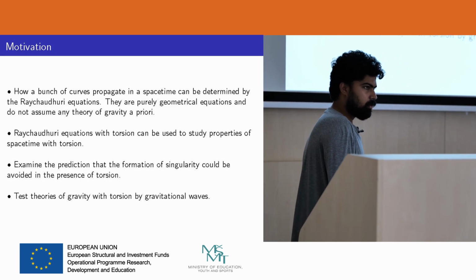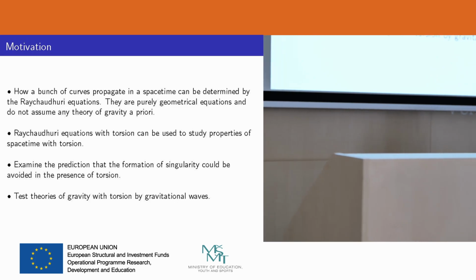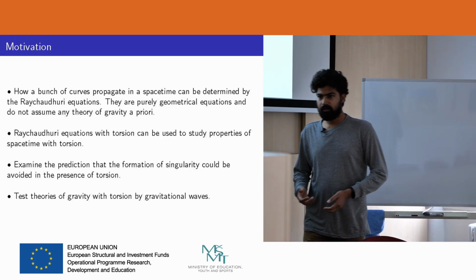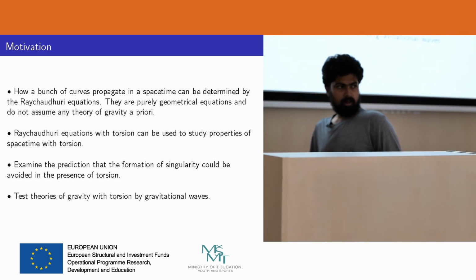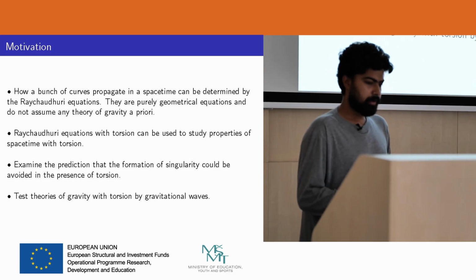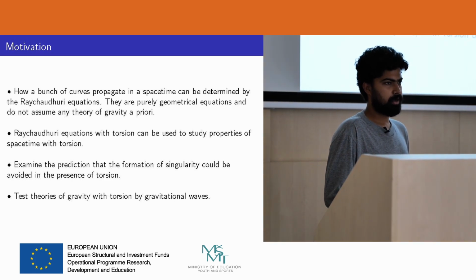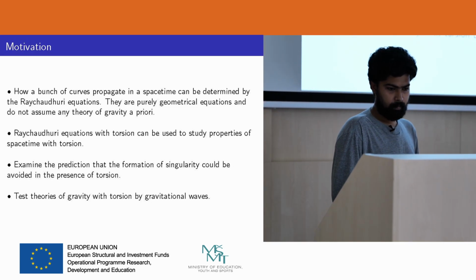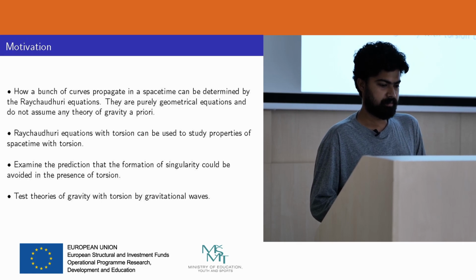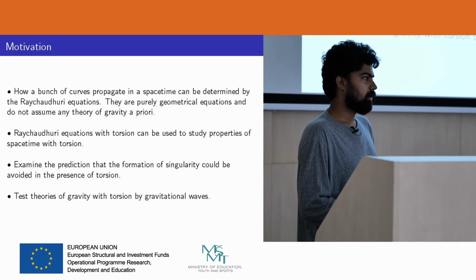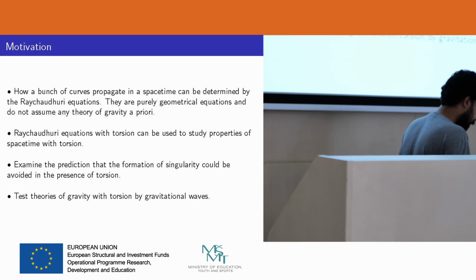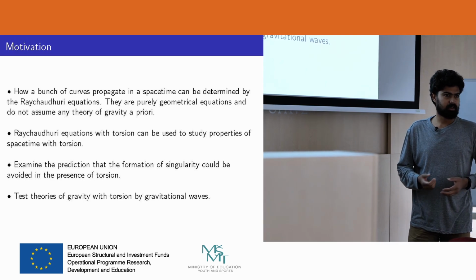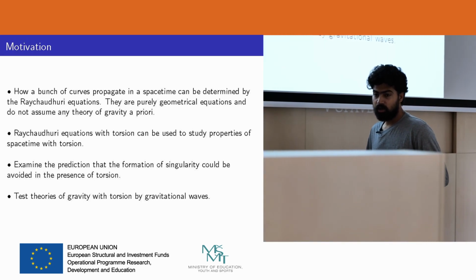So we know that in GR, a particle can move along a geodesic and we can determine this from geodesic equations. But if we have a bunch of closely separated curves propagating in a space time, then how can we determine how they are propagating? This can be determined by Raychaudhuri equations, and one of the great features of these equations is that they are purely geometrical in nature. They do not assume any theory a priori.